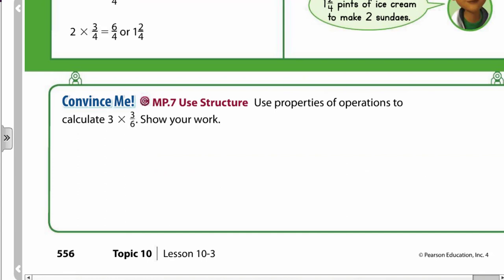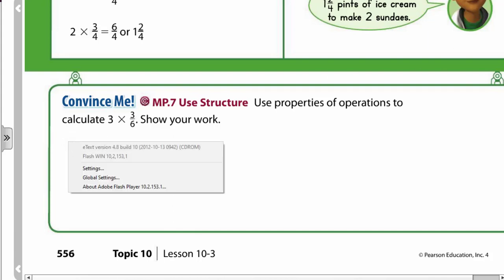We have a question down here, and Ali, yes, teacher. Okay, I'll read the question for us. Use property of fractions to calculate 3 multiply 3 sixths. Show your work. So let's start first by writing it.